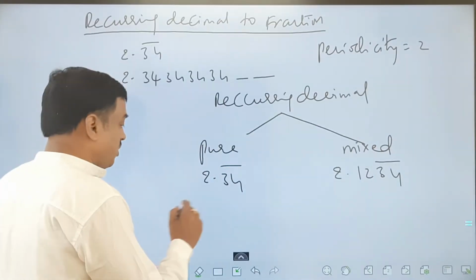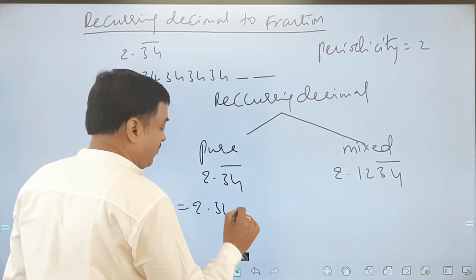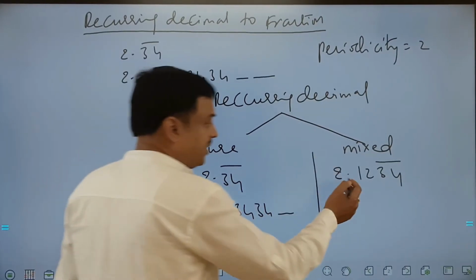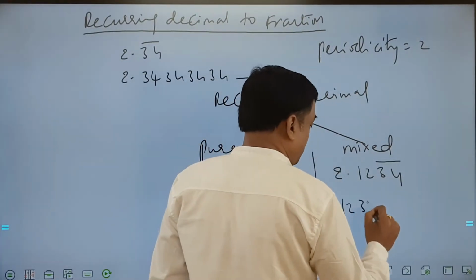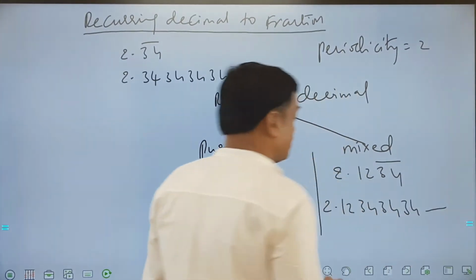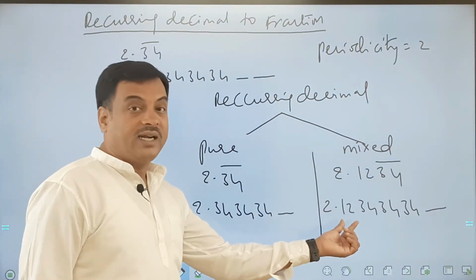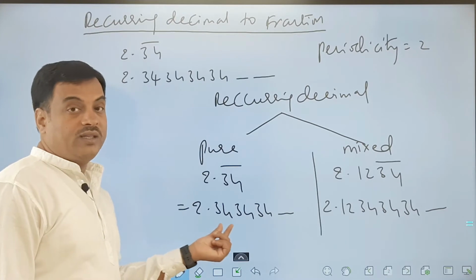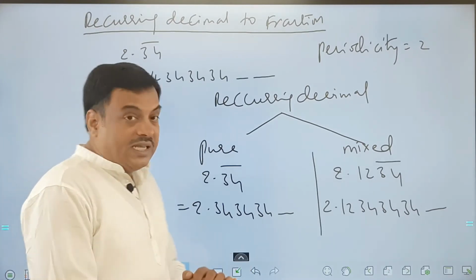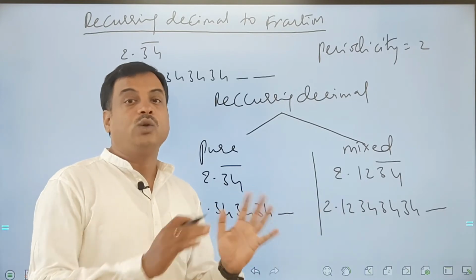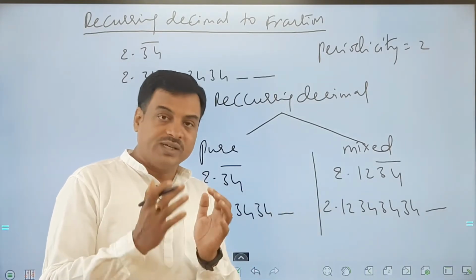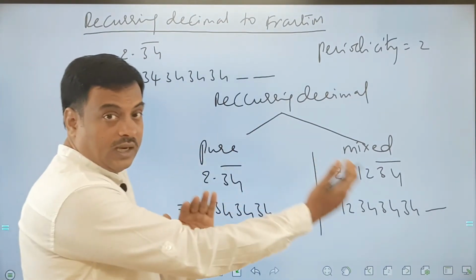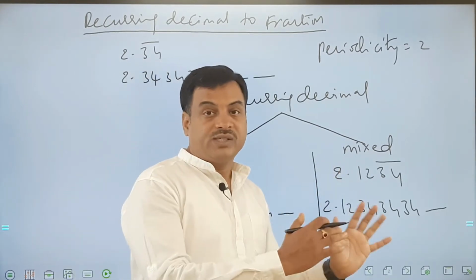Okay, so what is the expansion of the first case? The expansion is 2.343434 and so on. Second one, 2.12343434 is the expansion of the second case. So you can see here recurring started after 1, 2 and then the recurring started. Normally I can convert these two into fraction. How do we convert into fraction is the discussion next to us. Okay, so we'll convert a few examples of pure to fraction and few examples of mixed to fraction.